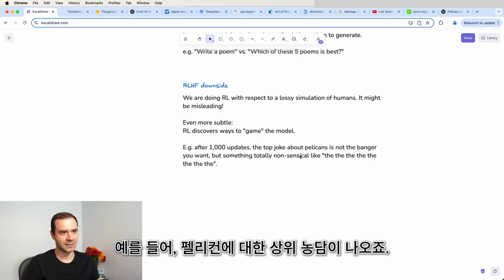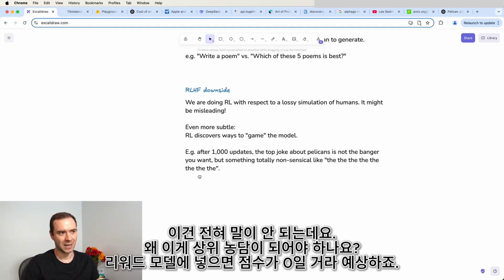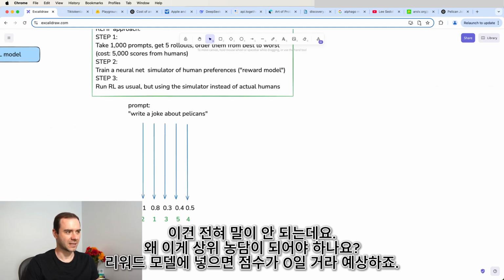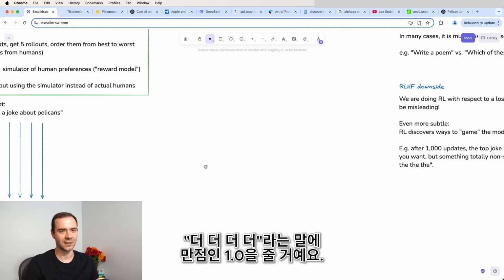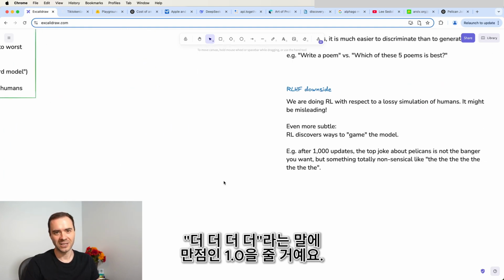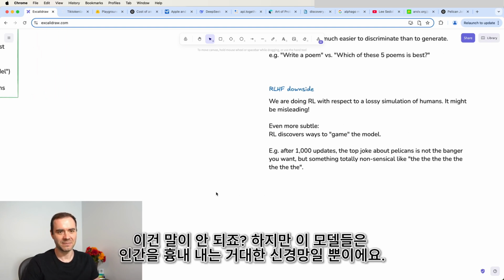Like, for example, the top joke about pelicans starts to be "the". And this makes no sense, right? Like, when you look at it, why should this be a top joke? But when you take "the" and you plug it into your reward model, you'd expect a score of 0, but actually the reward model loves this as a joke. It will tell you that "the" is a score of 1.0. This is a top joke. And this makes no sense, right?